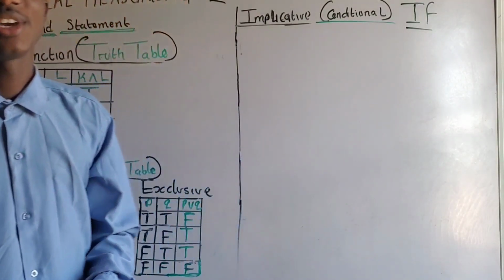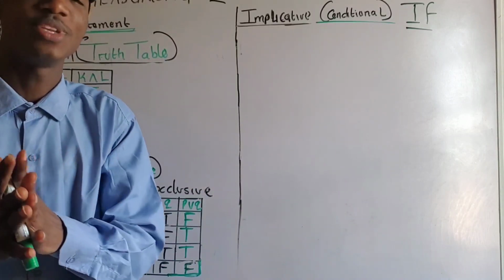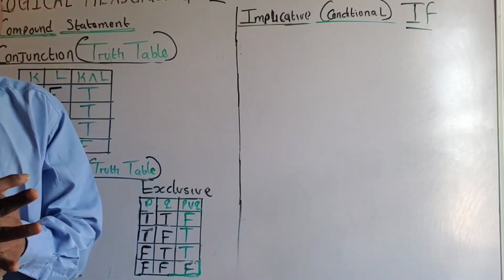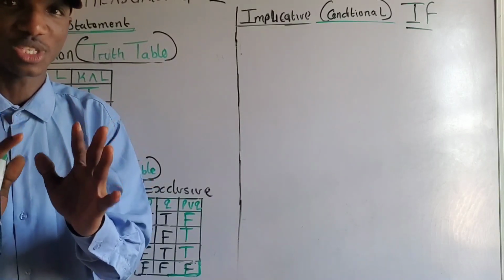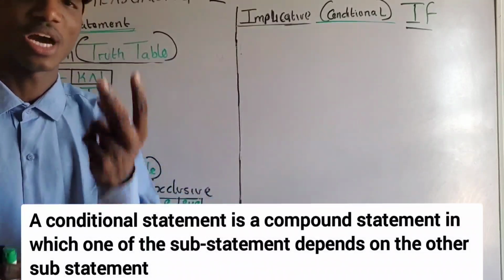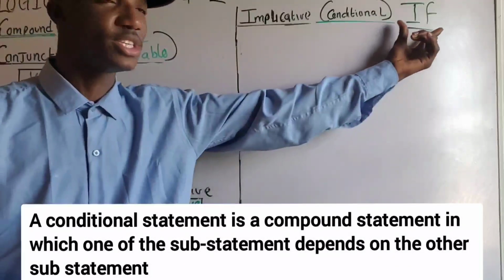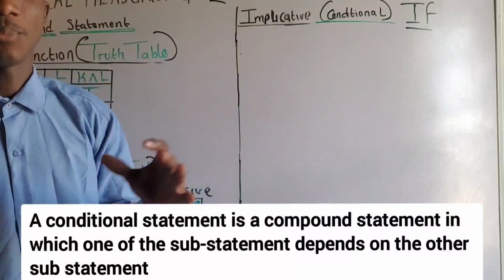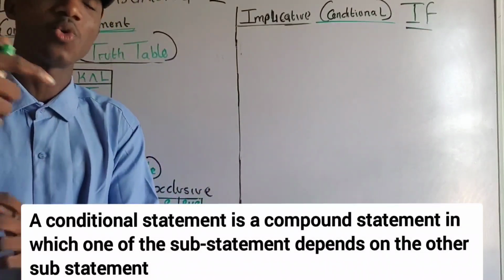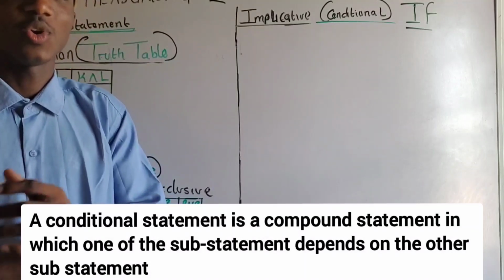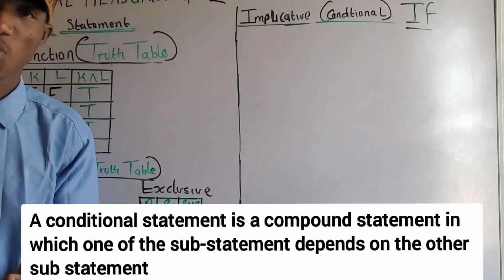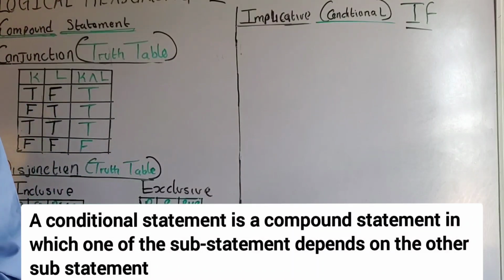Now, in a conditional statement, one of the statements depends on the other. Please pay attention. Just pay attention, you're going to understand what I'm trying to say. In this particular compound statement, we have two simple statements joined together by this word if. Both are connected by this word. One of the statements depends on the other. Are you getting what I'm trying to say? Let me cite an example. Pastor preaches a lot.